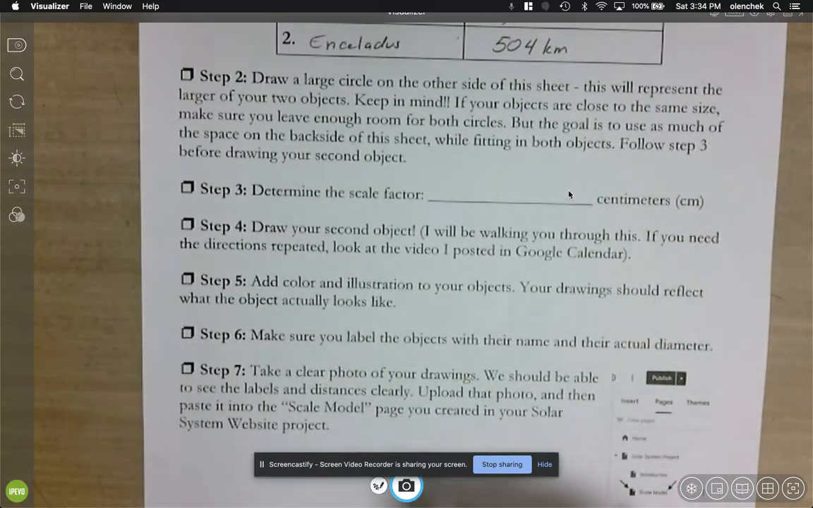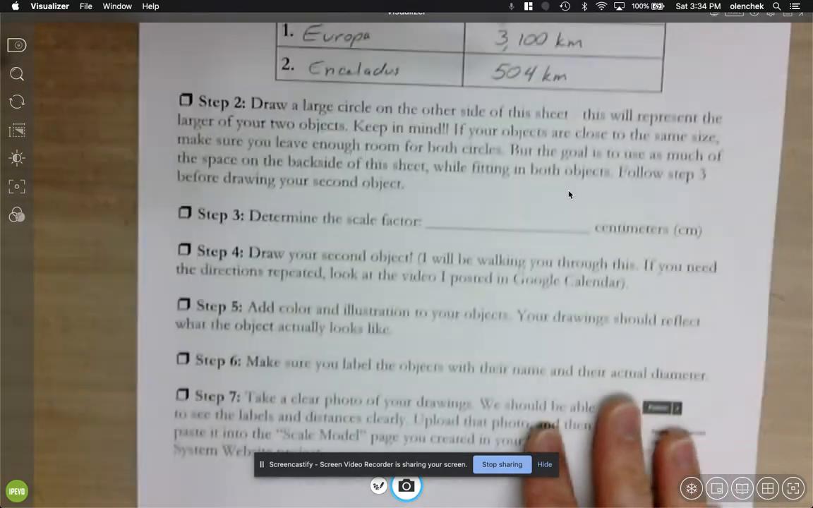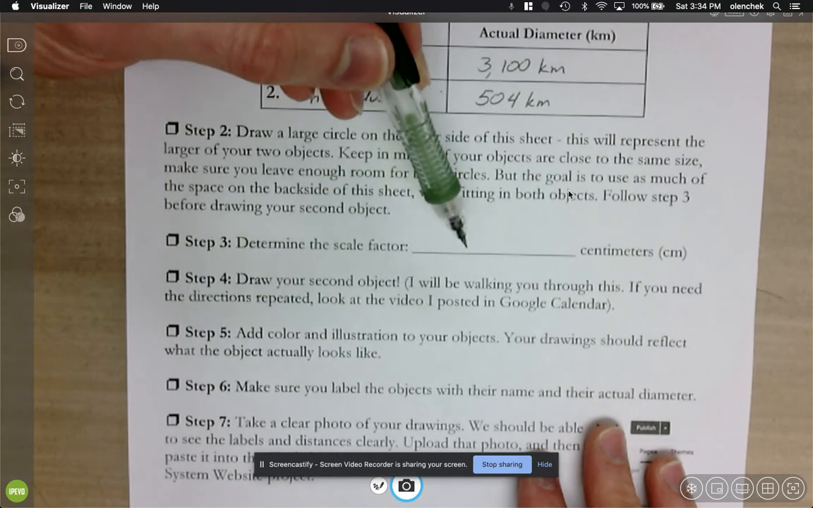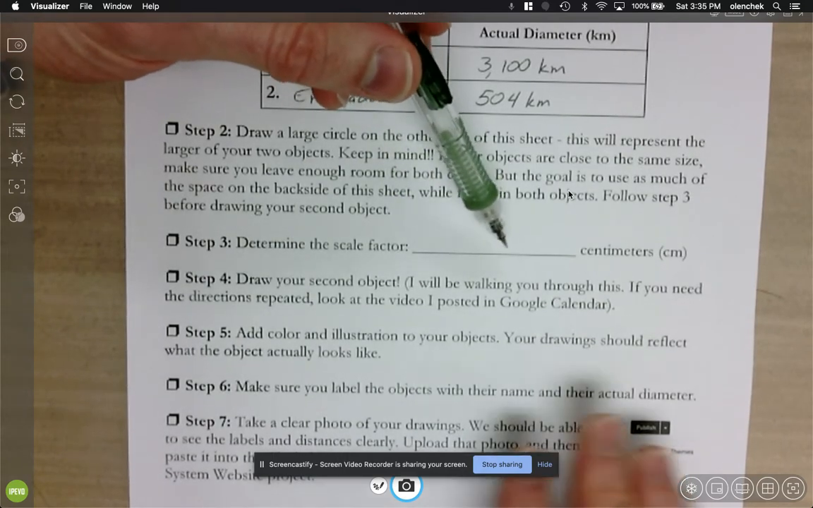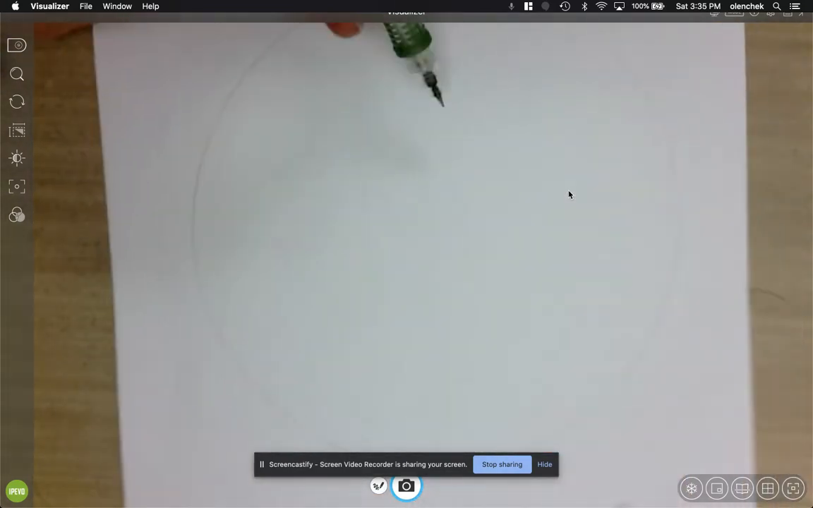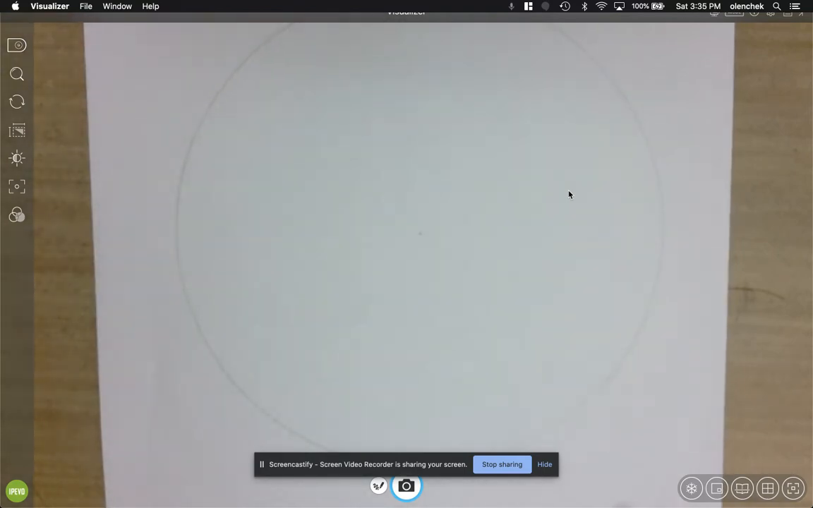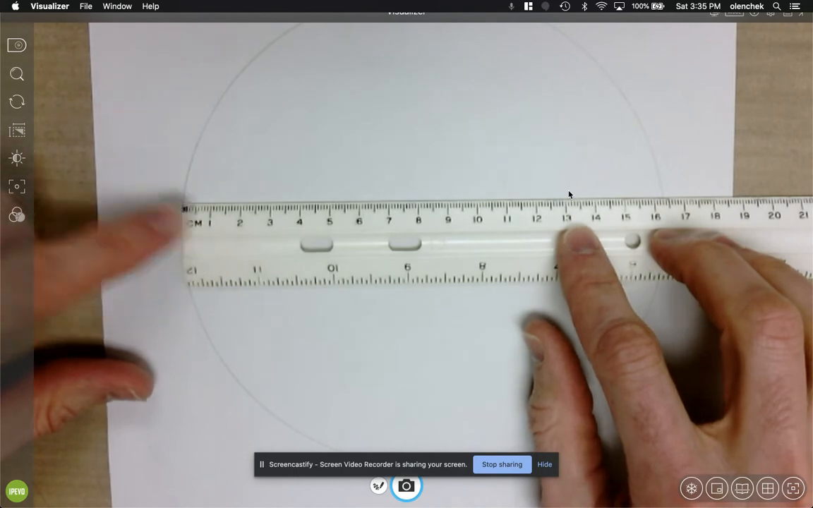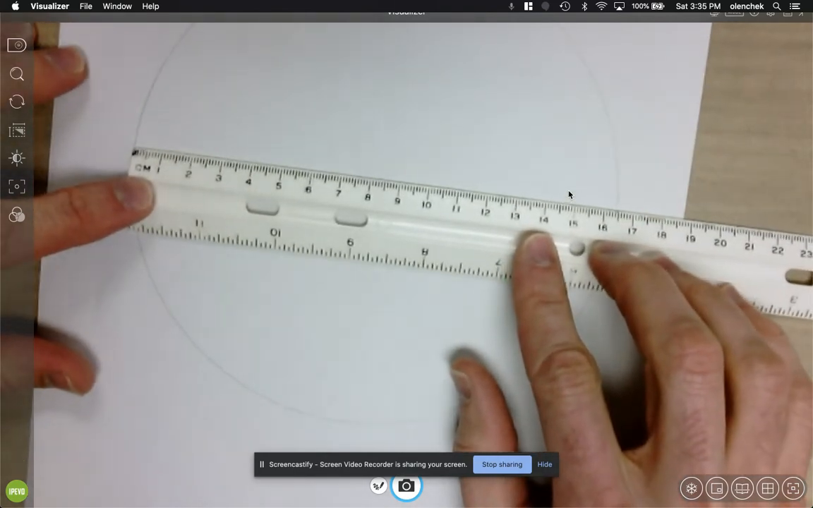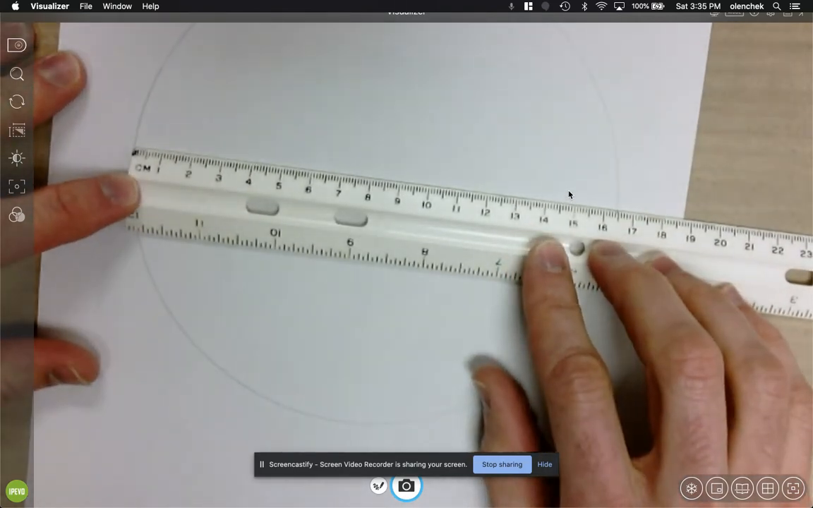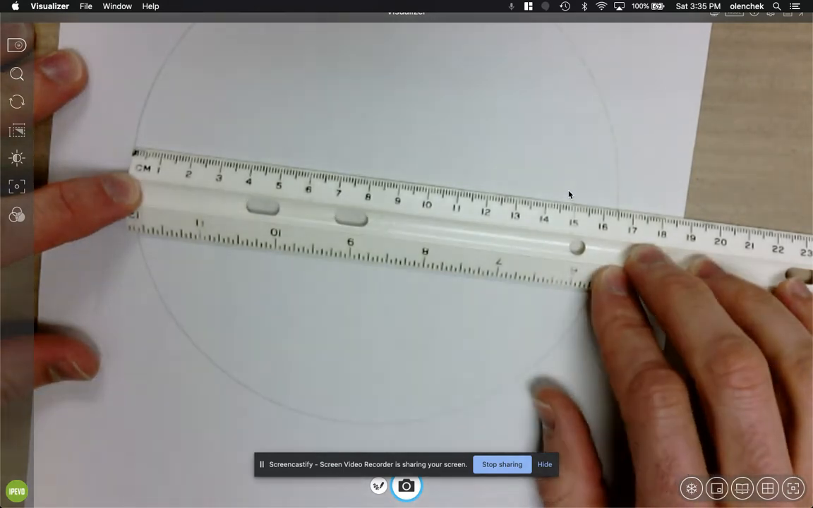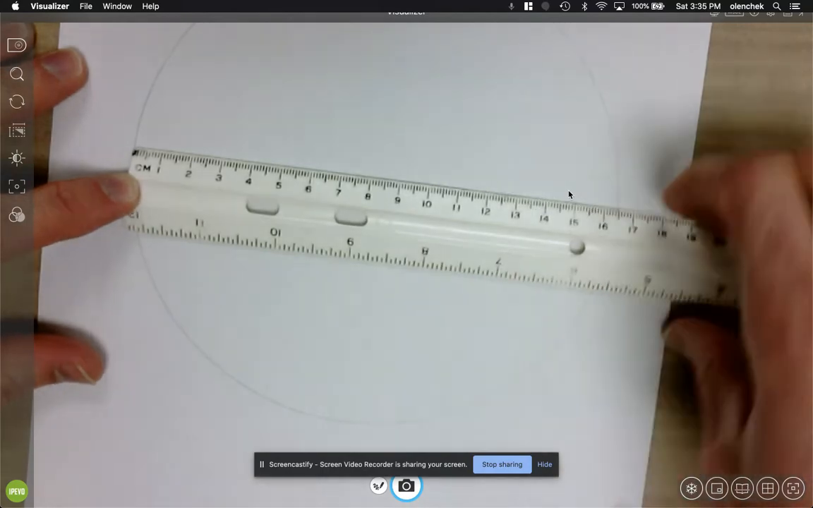To find the scale factor, we have one thing already that we need: the diameter. But we also have to measure how large that circle I drew was. So I have to take my ruler and measure the scale diameter, and I try to get it as close to the middle as I can. So for me, that's 16.5 centimeters on the dot.